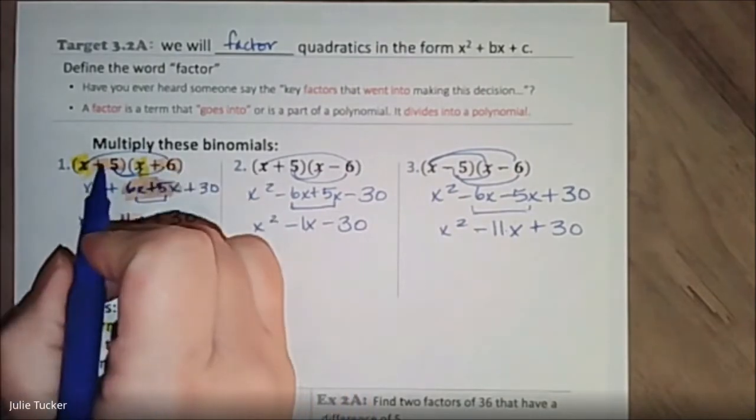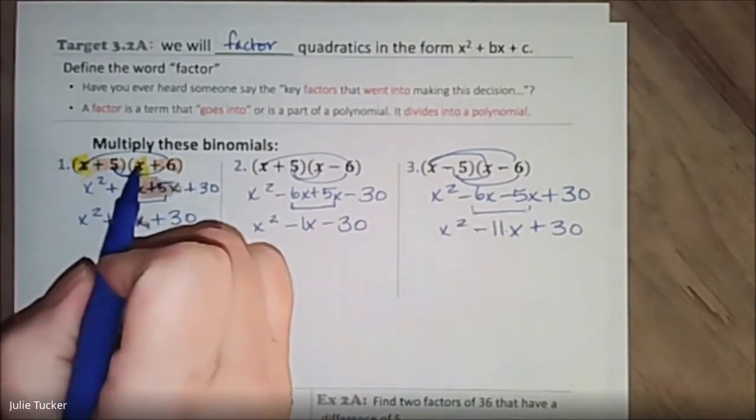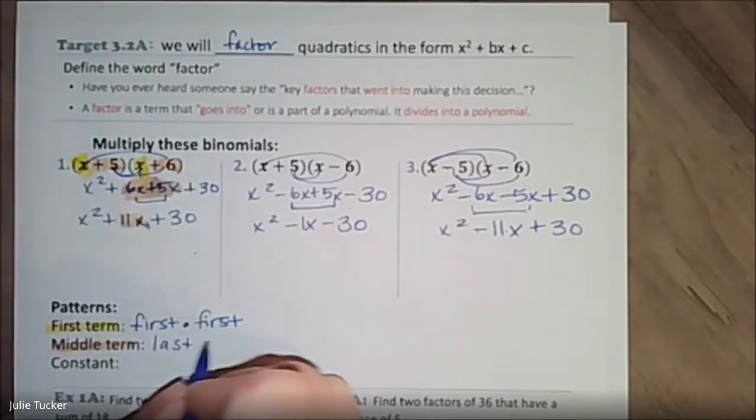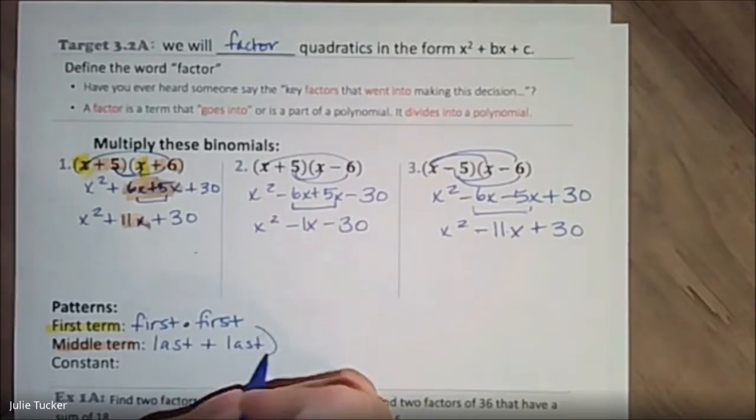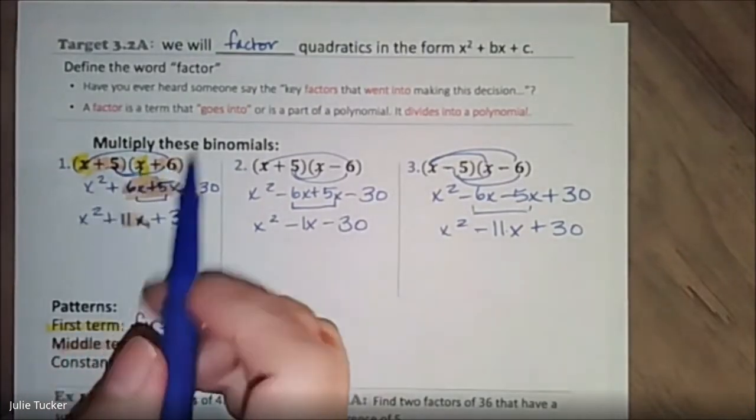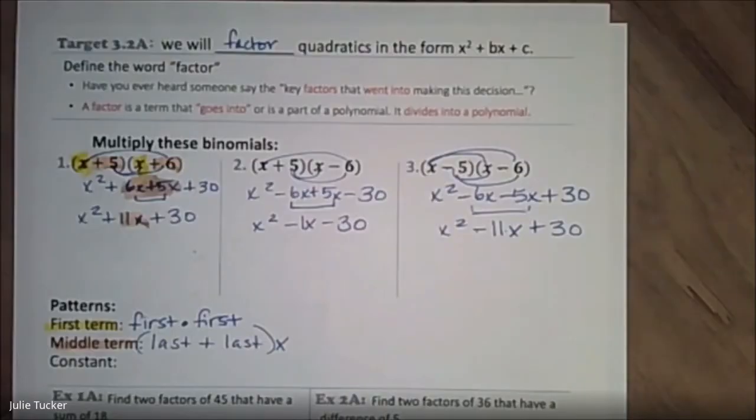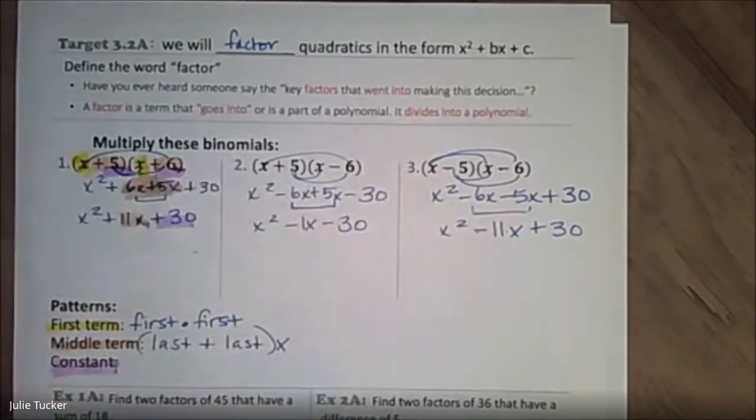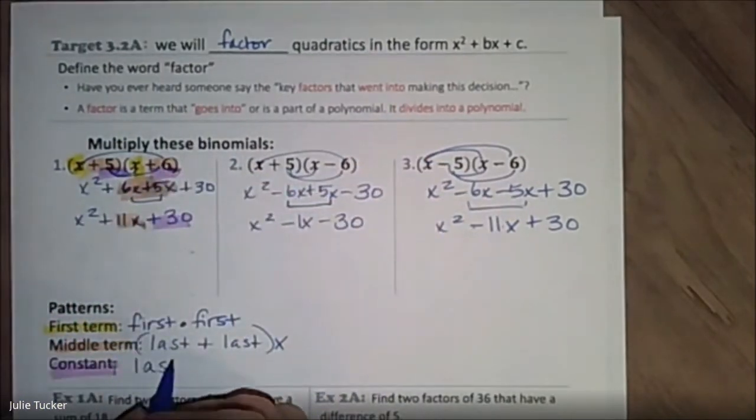So if you call this the first term in each parentheses, I'm going to call these orange ones the last. So last plus last times x. So 5 plus 6 times x. And then the pattern on the last one, that's just this times this, last times last.